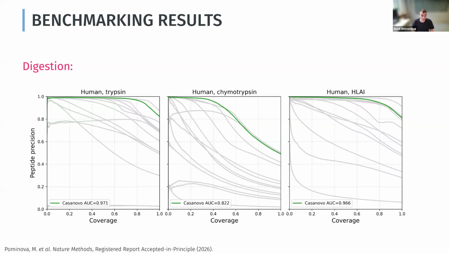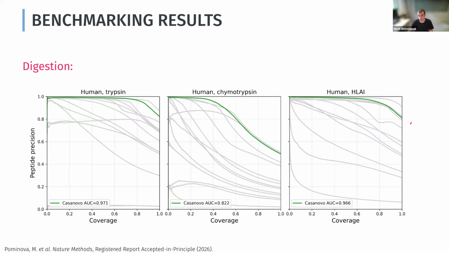For example, we see here that when running the different de novo tools on data sets generated with different proteases, for tryptic data, most tools, and Casanovo is highlighted in green, but the other tools that are evaluated are highlighted in gray to not make the plots too complex, we see that most tools actually work quite well for tryptic data. If we look at alternative proteases, performance tends to drop across the board.